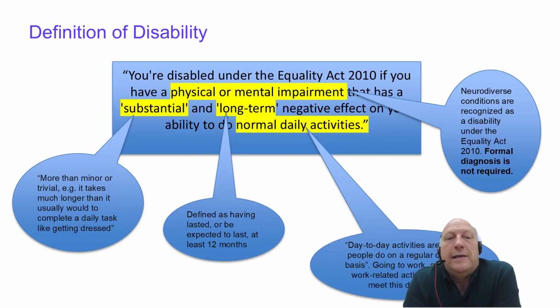Negative effect on our ability to do normal daily activities. Going to work, doing work stuff is considered normal daily activities. Okay, even if your job or your role is extremely specialized and quite niche, if it's what you do on a normal day at work, it's considered a normal daily activity. So if you feel that you fit into that definition, then you are entitled to reasonable adjustments.